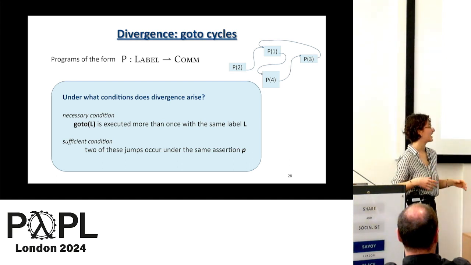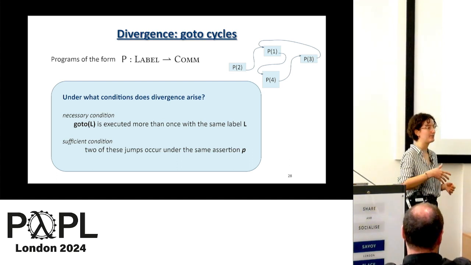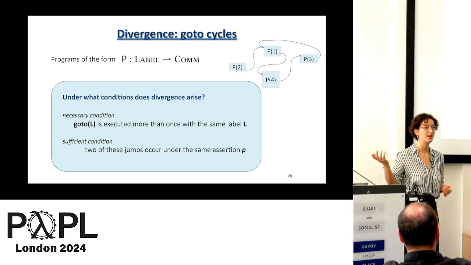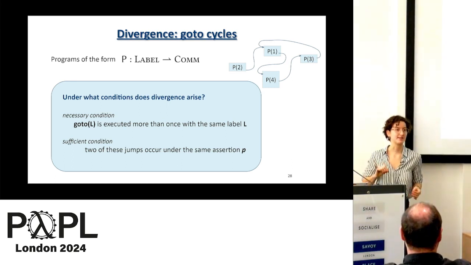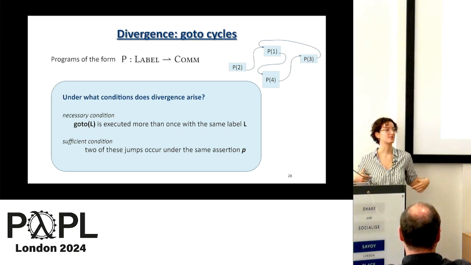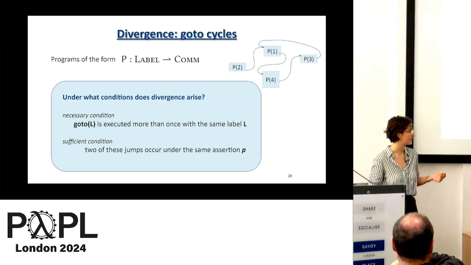But the idea is that at some point we arrive in a place and we look back at the history of our execution, and we say, wait, we've been in the exact same place before. So we have this sort of cycle, and we can find this sort of divergence.